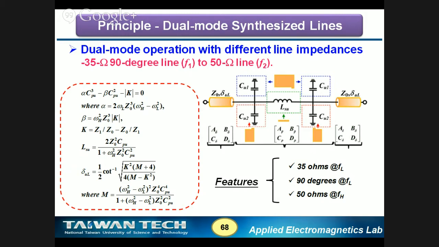It's very simple. You just use Mathematica, and sometimes you can solve it manually and derive the equations. Using the equations, you can solve uniquely for the capacitance value, the inductance value, and the electrical length, for example, in this case.